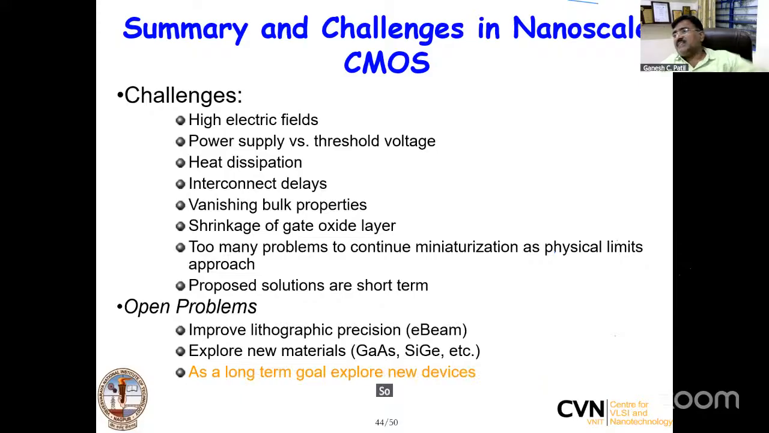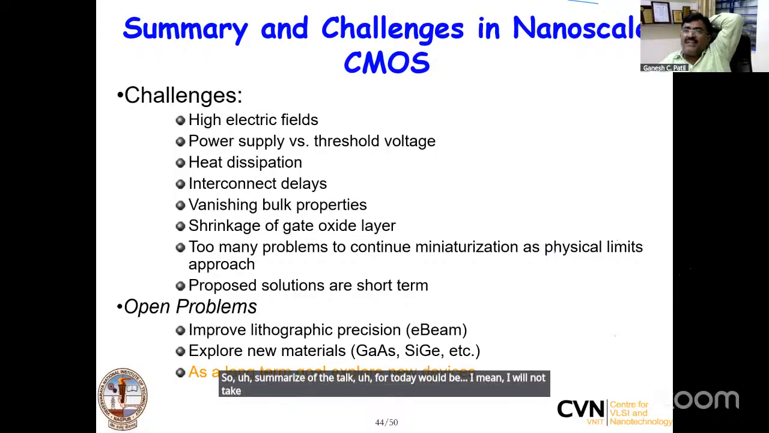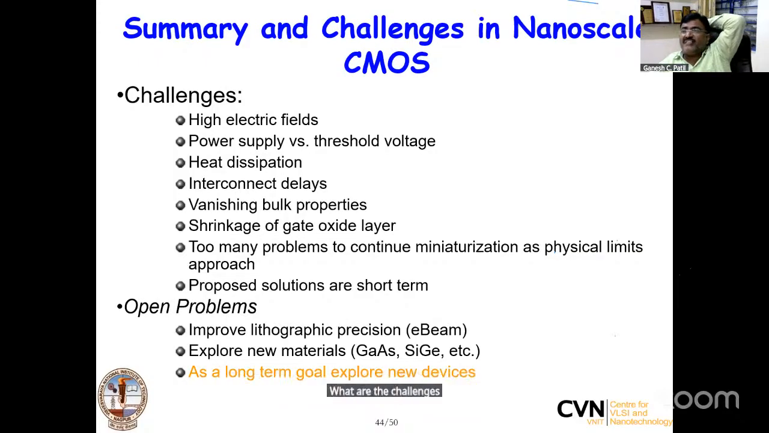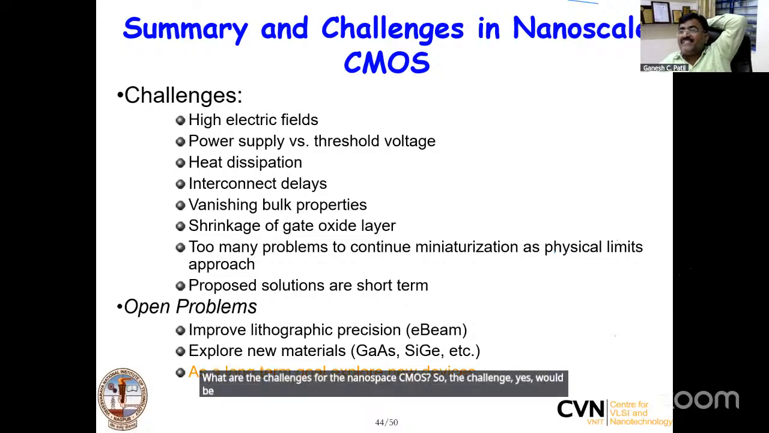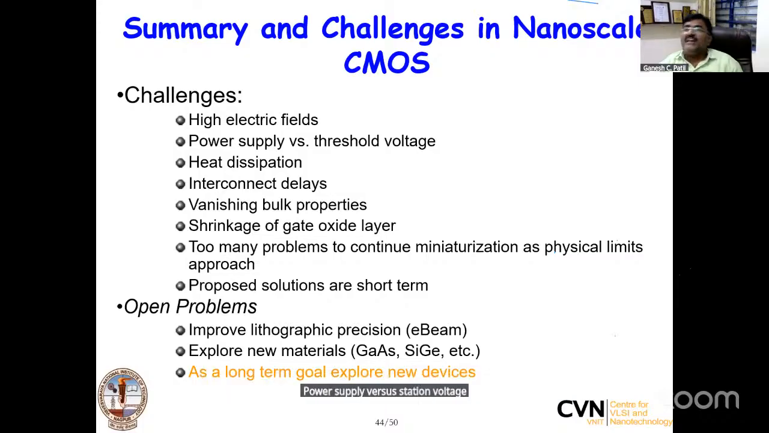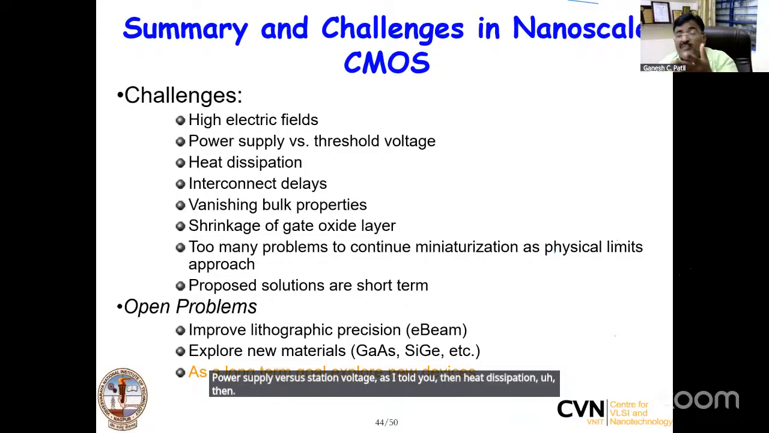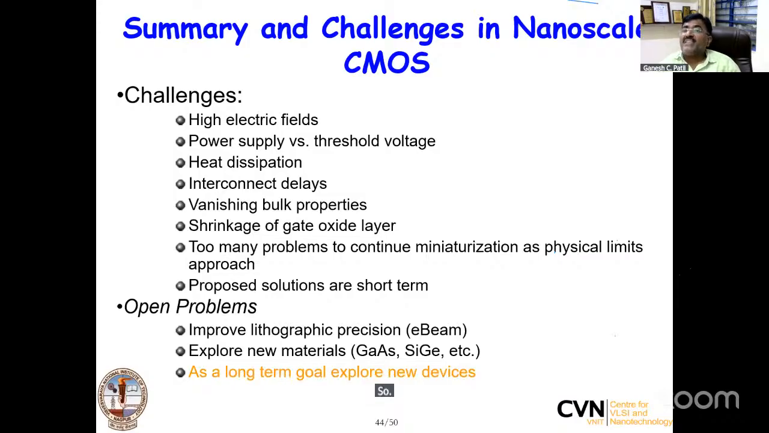So, the summary of the talk for today, I will not take more time. What are the challenges for nanoscale CMOS? The challenges would be high electric fields, power supply versus threshold voltage, as I told you, then heat dissipation. Like I told you, in SOI there is one challenge that people call the self-heating effect. So, heat dissipation, interconnect delays, bulk properties.